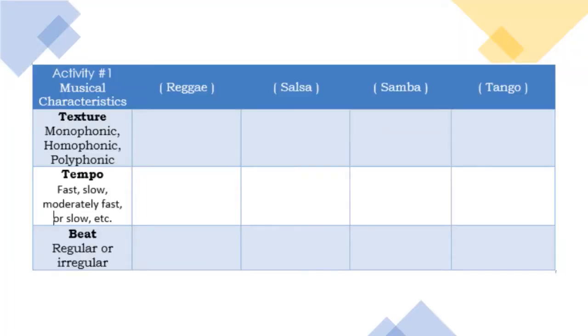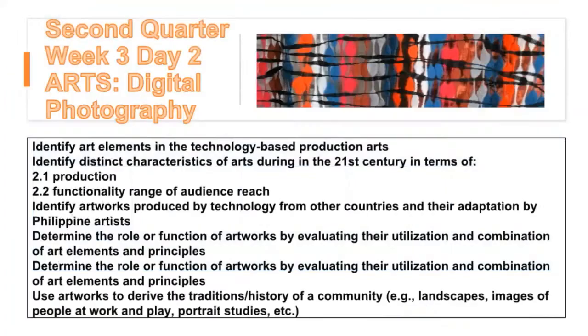Tempo: fast, slow, moderately fast. Beat: regular, irregular. Identify art elements in the technology-based production arts.